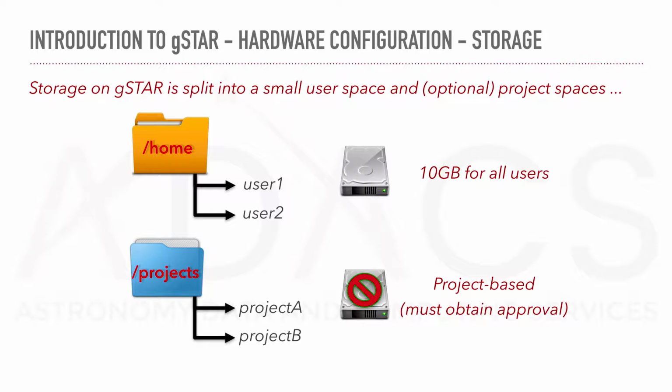As is common practice, storage on the system is separated into 2 parts. The first is a small amount of user storage, which can be accessed from the user's home directory. Each user's allocation is 10 gigabytes. This is not a large amount and is intended for configuration files, source code, etc. Large storage allocations of 10 terabytes are available for approved projects. This storage is served from the projects directory. Please refer to the gSTAR homepage for directions on applying for project approval.